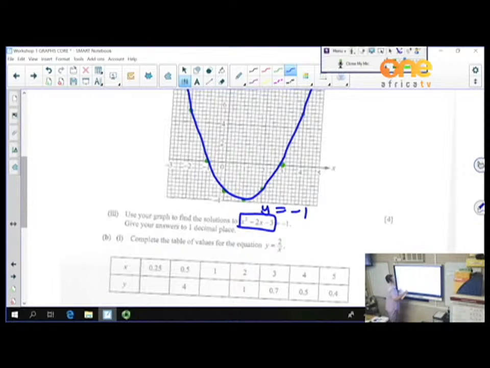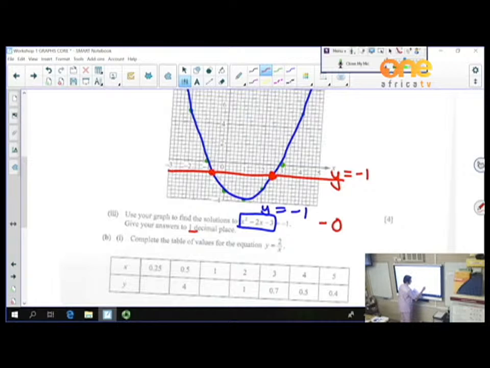So the best thing to do is to draw a line on your graph where y is -1, which is here. So I'm going to draw a line there across my graph. This is the line y is equal to -1. And you will read the solutions off here, where your parabola and this line y is equal to -1 intersect. That's where we're going to get the answer. They also say to 1 decimal place. We have to round it to 1 decimal place. There are 2 solutions there. I read mine off at -0.8 and at 2.6.